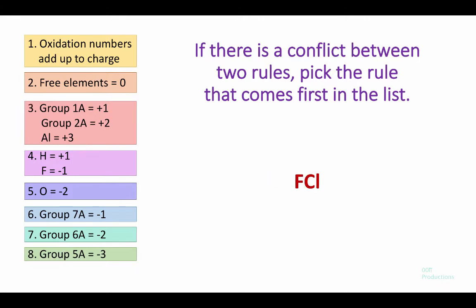How about FCl? If we just look at our list, we see that both of those are halogens and should have a -1 charge, except, oh, if we did that, the molecule would have a -2 charge, and it doesn't. Okay, what do we have? Well, there's this other rule that says fluorine has a -1 charge. That comes before the group 7A rule. That's the rule we're going to apply. Fluorine has a -1 charge. Chlorine must have a +1 charge.